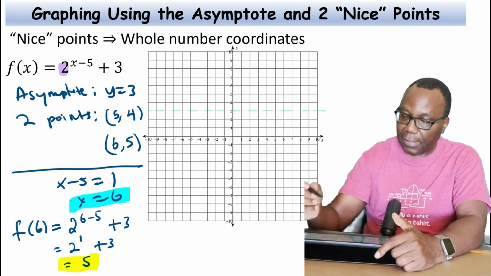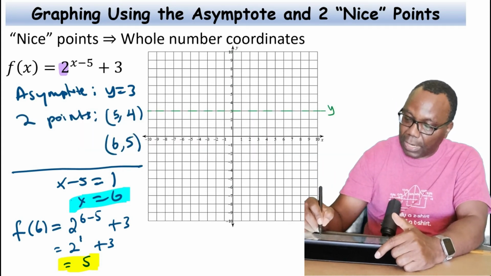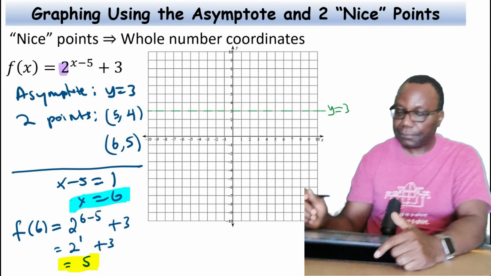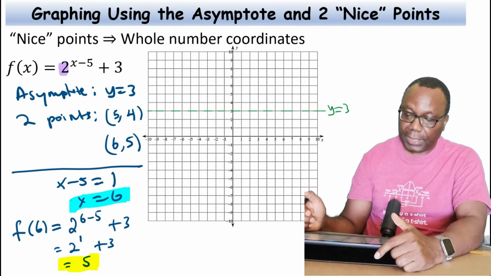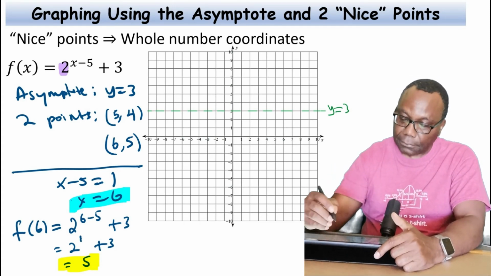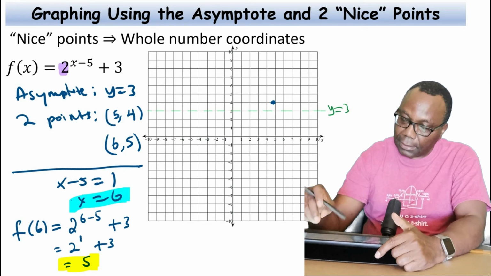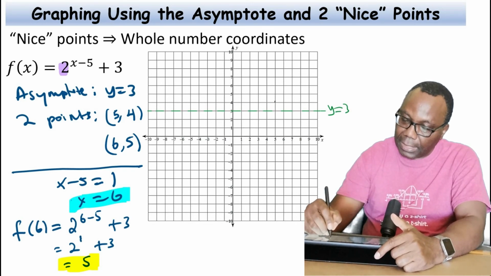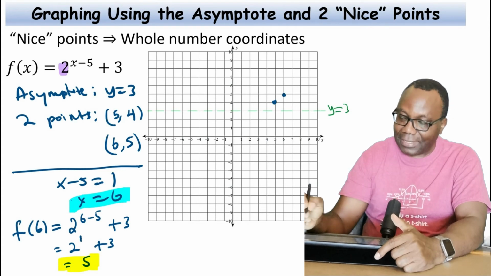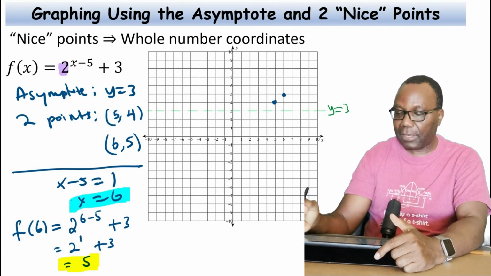Okay, it's kind of faint, but that's y equals 3. That's the asymptote. Now I need to plot 2 points, (5, 4). (5, 4) is right there. Not quite good. And then I'll do (6, 5), which is right there. Now I can see the graph is coming along.